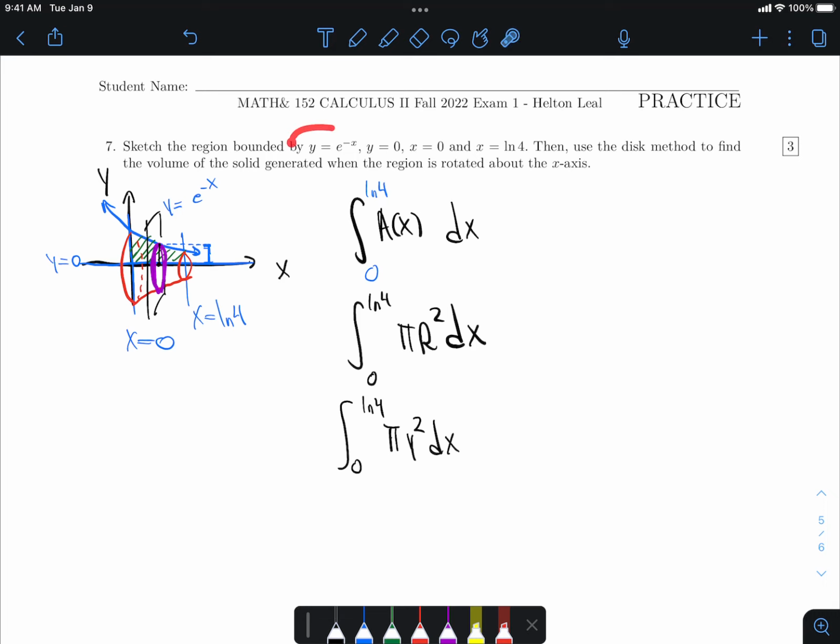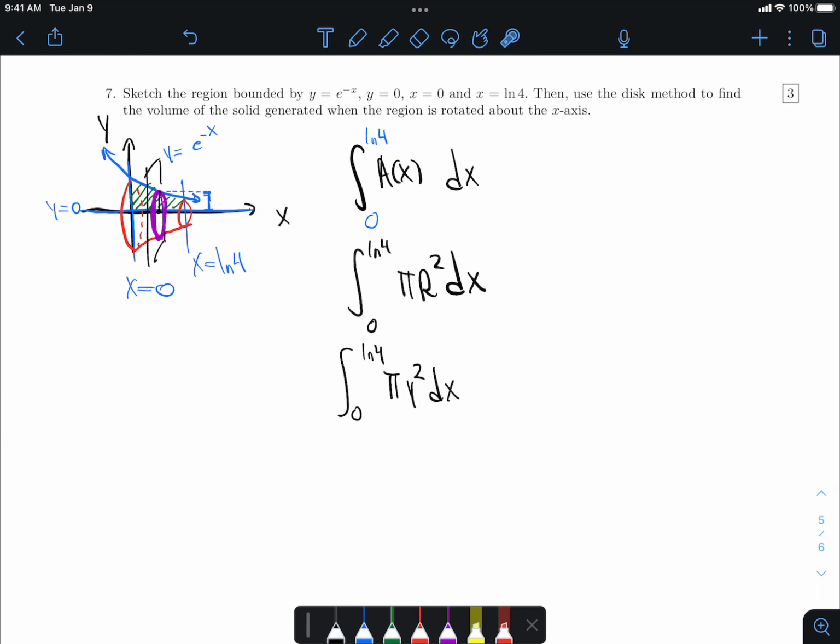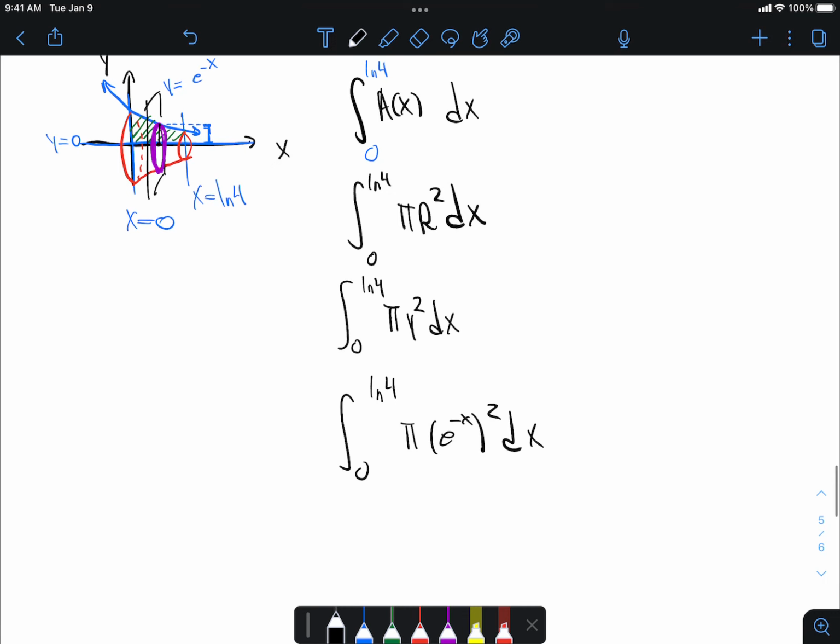Now I know an expression for y in terms of x. I can't integrate this the way it is because this is y and I'm integrating with respect to x. So I got to change it to x first, and then I can integrate it fine. And that's not that bad. It is the integral from 0 to ln 4 of pi e to the minus x squared dx. So that is the integral from 0 to ln 4 of pi e to the minus 2x dx.